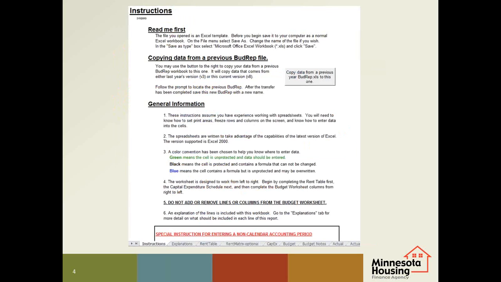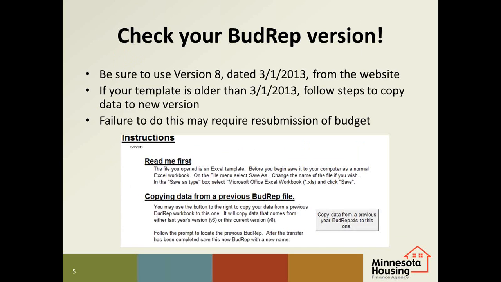Be sure to read these instructions before you fill anything out. If you have completed a budget before, please note that there have been updates to the BudRep workbook. You must use the most current version, which is version 8 or V8. To check if you're using the most current version, look on the Instructions tab of the BudRep. In the top left-hand corner of the worksheet underneath the Instruction heading, you should see the date March 1st, 2013.